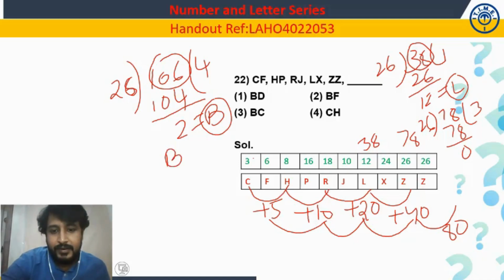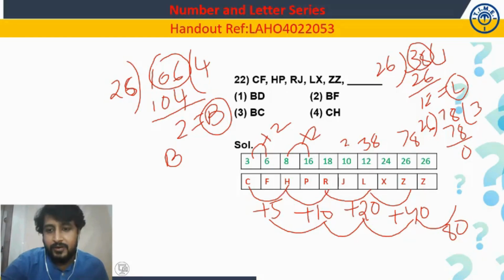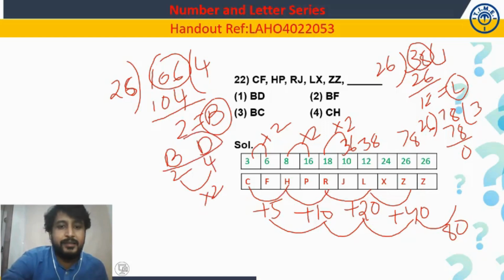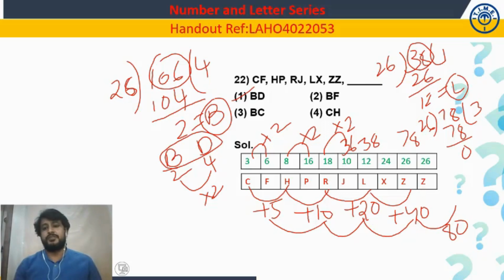And what is the logic? 3 into 2 is 6, 8 into 2 is 16, and J is nothing but, we can also write it as 36, again into 2. So perfectly the logic is into 2. So B's place value is 2. So 2 into 2 is 4. And what is the fourth letter? D. So BD is my answer. Which option? First option.